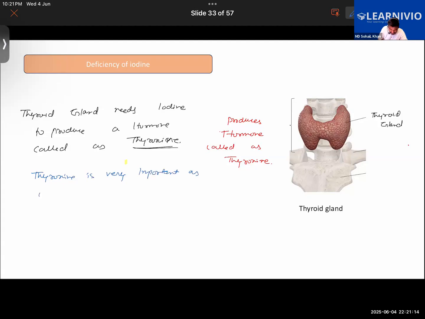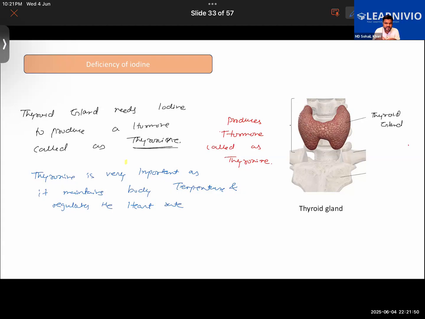Thyroxine is important as it maintains body temperature and regulates the heart rate. So thyroxine needs to be produced in a proper amount by the thyroid gland so that your body temperature can be maintained and your heart rate can also be maintained. Please tell me if that much is clear.